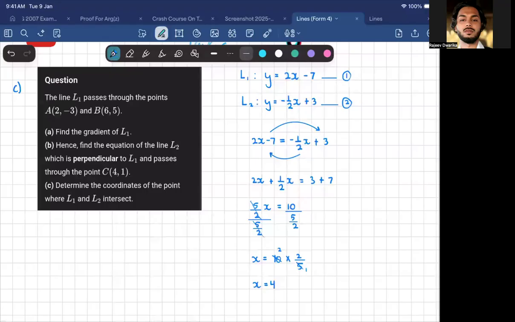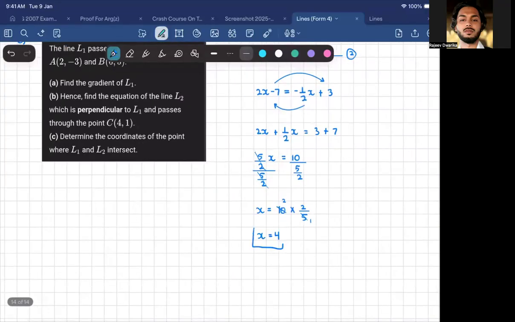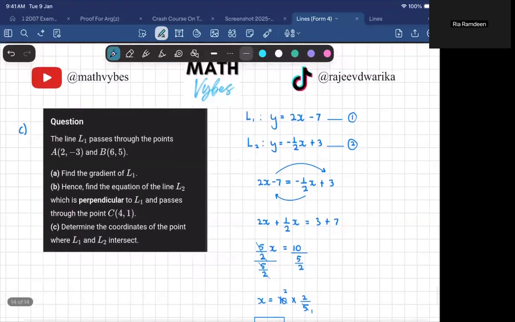So we know what x is. Great. We know what x is. Now we need to figure out what y is.